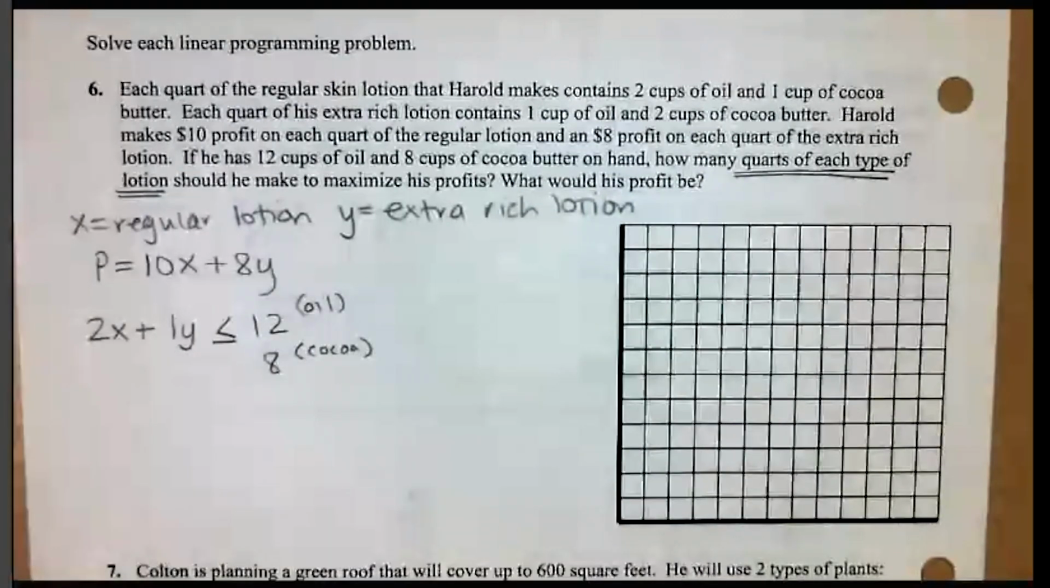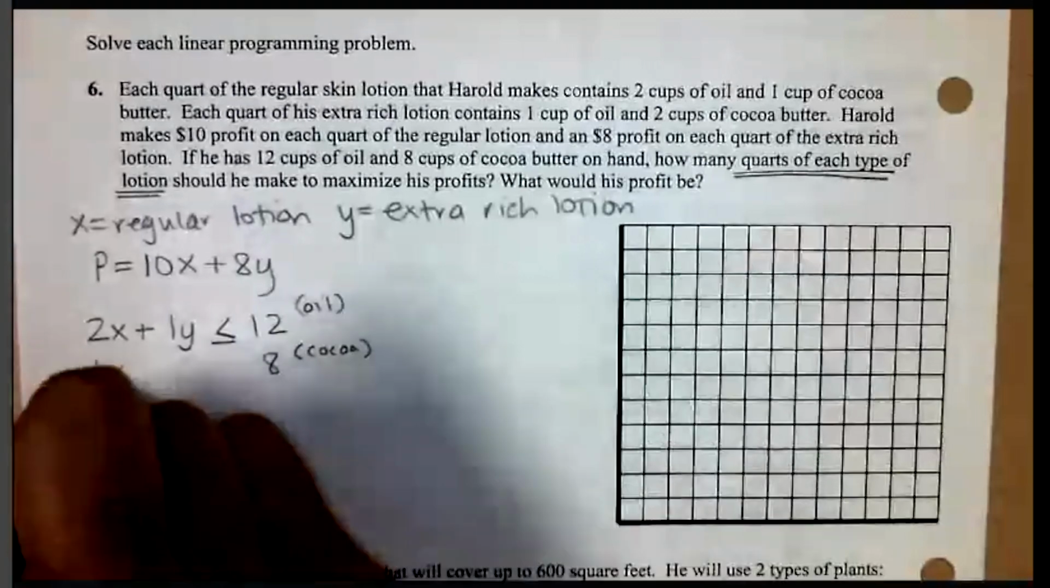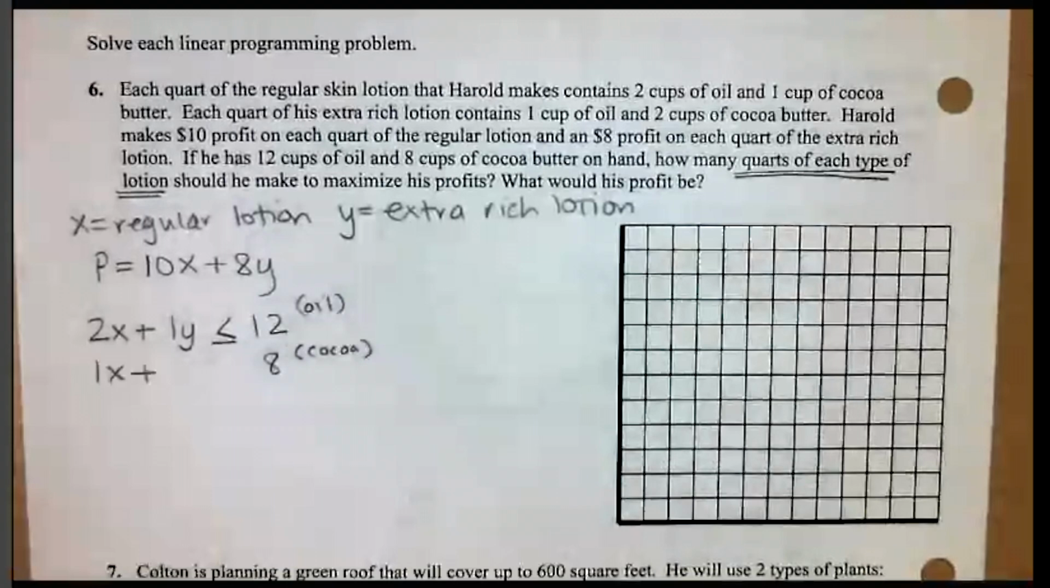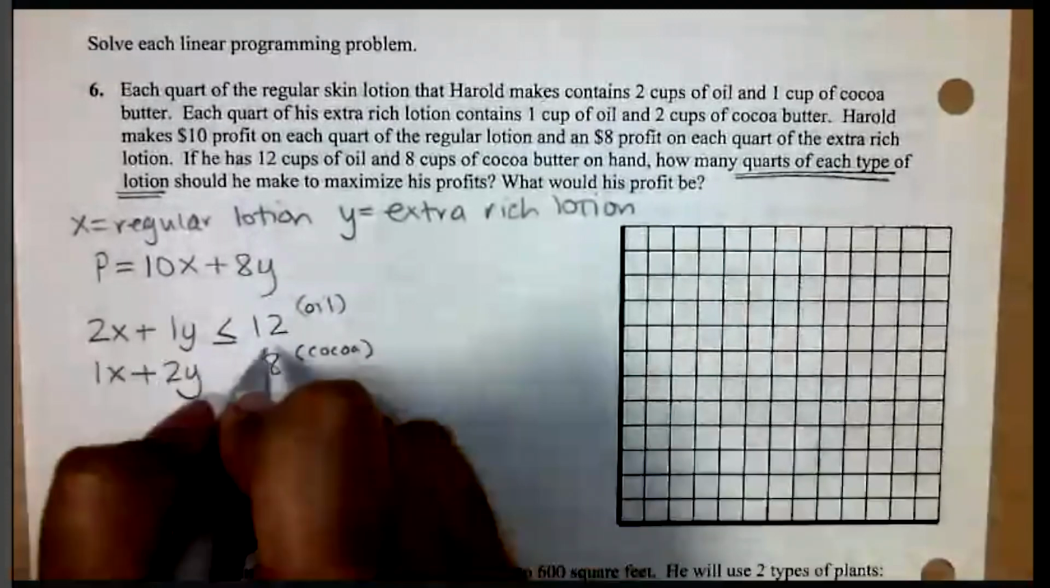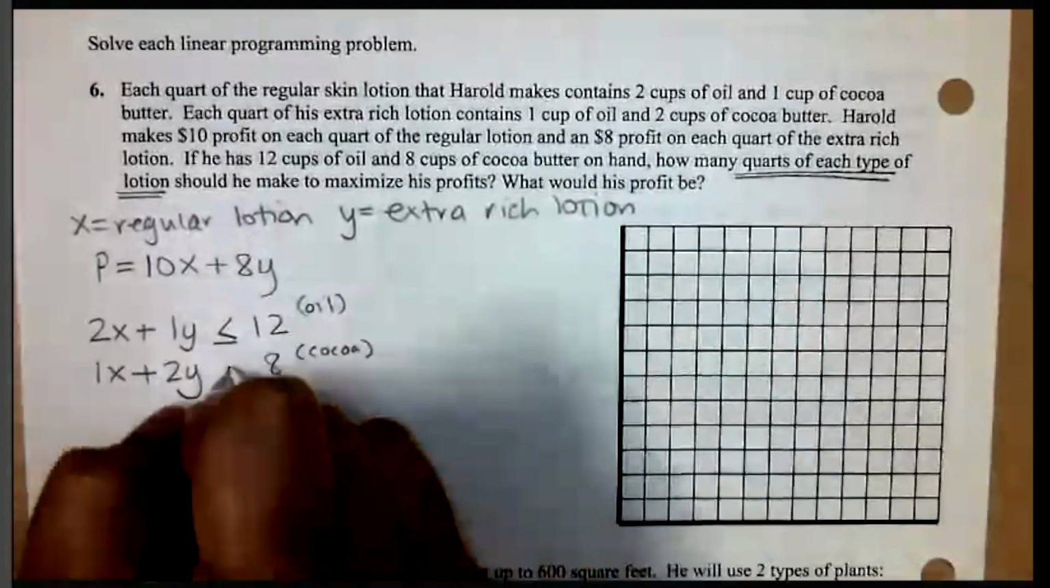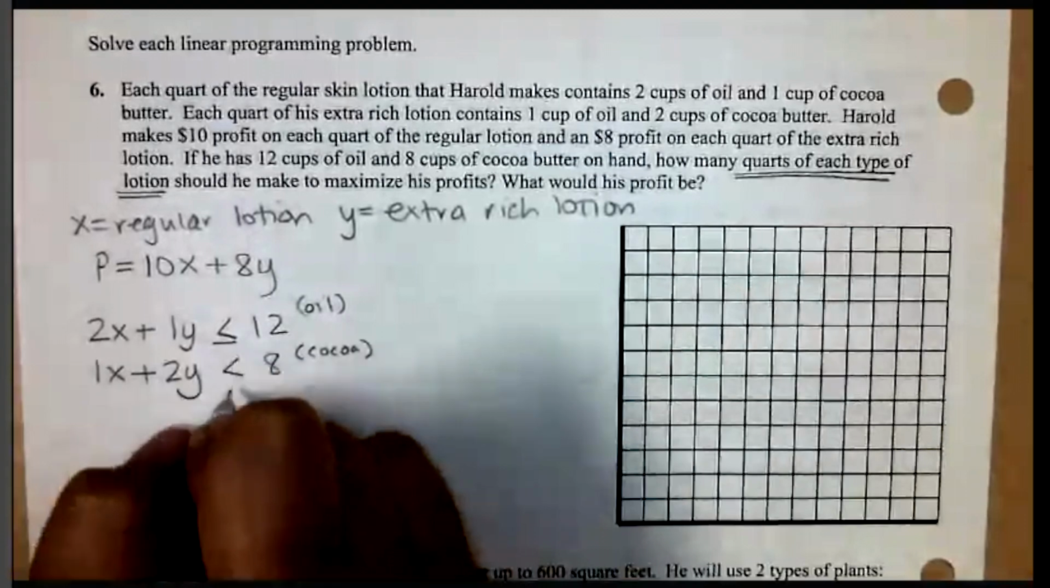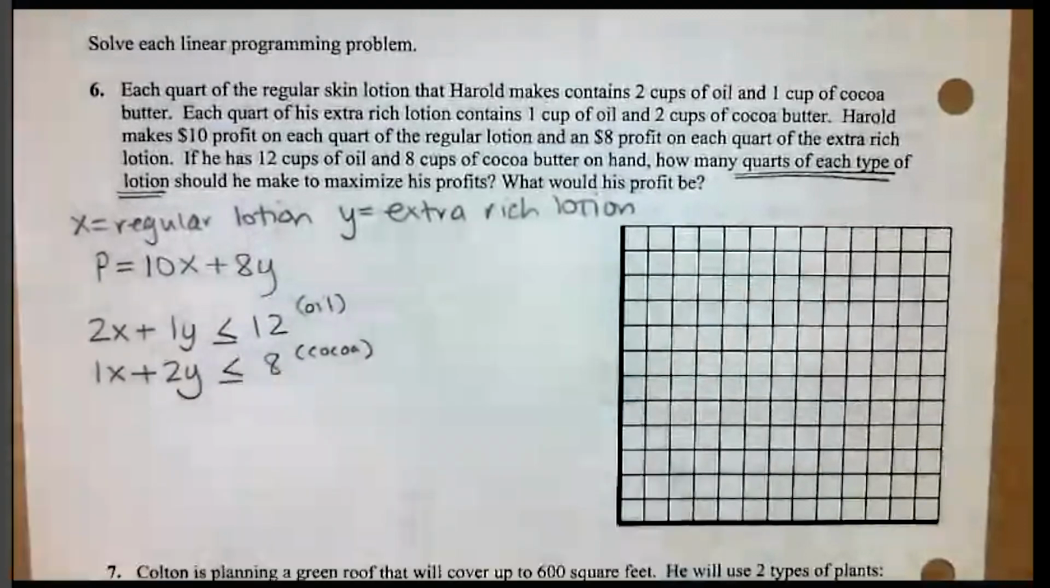Now for our cocoa butter. It says it takes 1 cup for the regular, so that's going to be 1 times x, and it takes 2 for the cocoa butter, so that would be 2 times y. Again, this is all that we have, so that has to be the most, so it's got to be on the open side of that inequality, and we can use all of it.